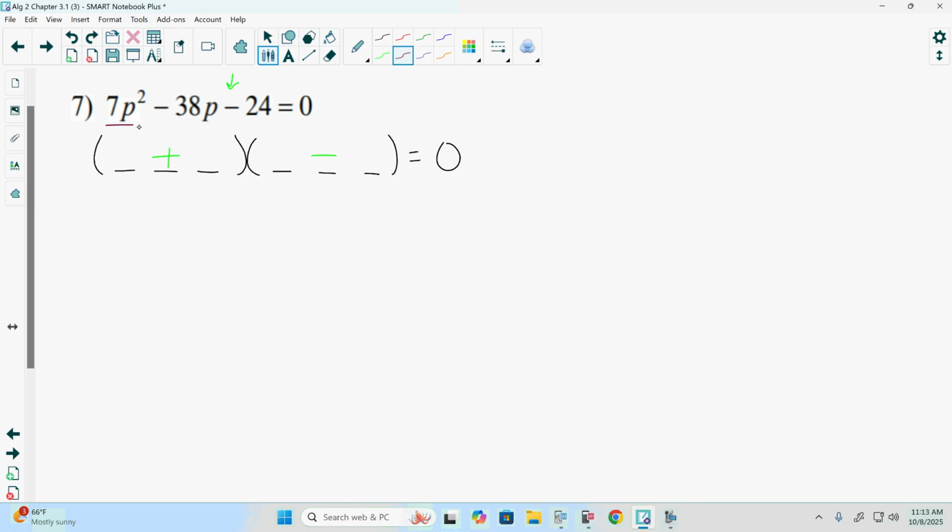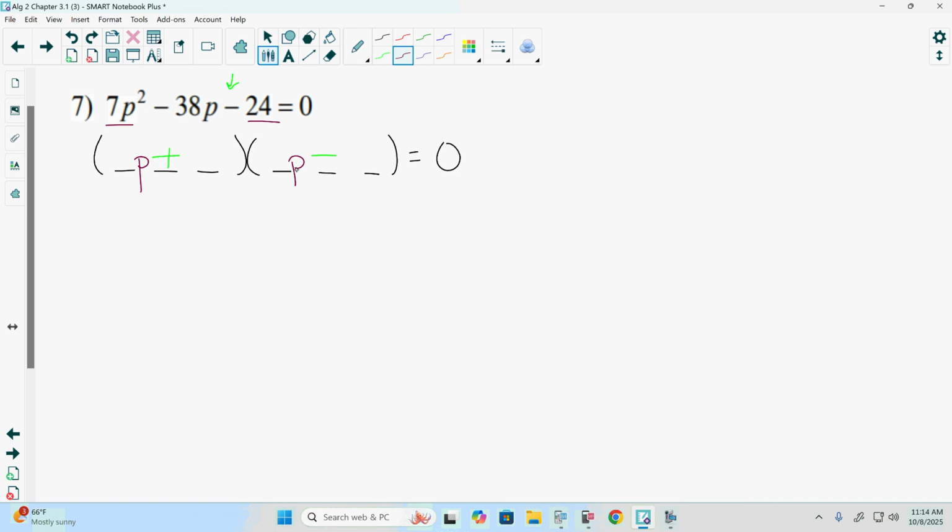Now we need to find the factors of the first and third terms. So 7p squared, we know that we'll have p and p. Since p squared showed up in the first term, we put it in the first spots. If p squared showed up in the third term, we would put it in the third spots.